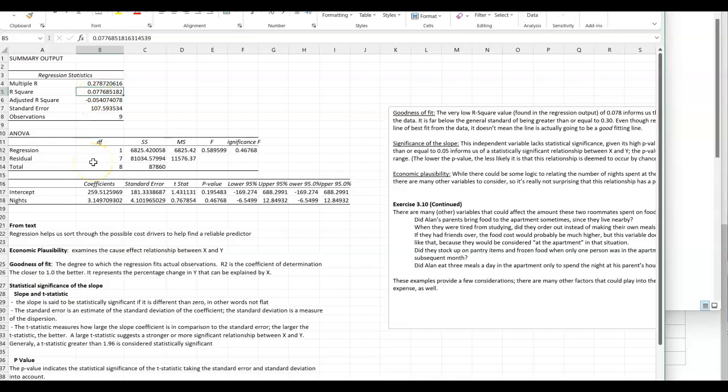The next question is the significance of the slope. To look at the significance of the slope, we go to the number of nights, and it's got a p-value of 0.467. We want a t-statistic of at least 1.96. All right, so it doesn't make that. And when you look at your p-value, the p-value is 0.46. So this tells you that there's over a 46% chance that this will predict the wrong number. Okay, so that's not so good.